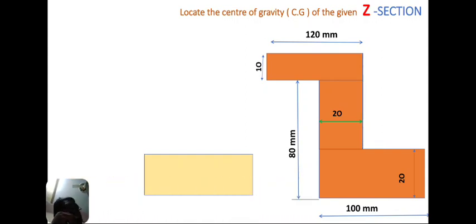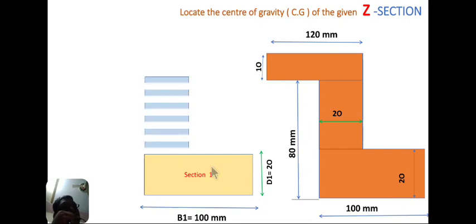Now first one, the dimensions of a bottom rectangle are base B1 equal to 100 mm and depth D1 equal to 20 mm, where B refers to the base of a rectangle, D refers to the depth or height of a rectangle. So therefore for the bottom rectangle, height 20 mm and base length 100 mm.